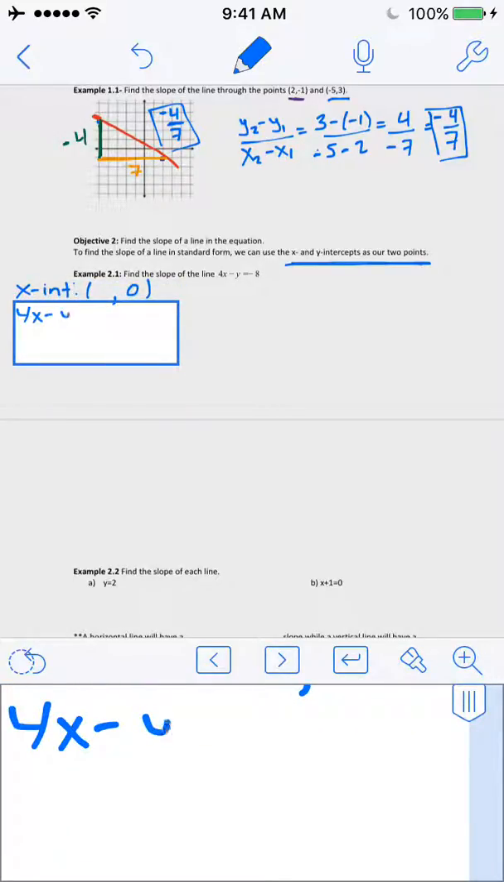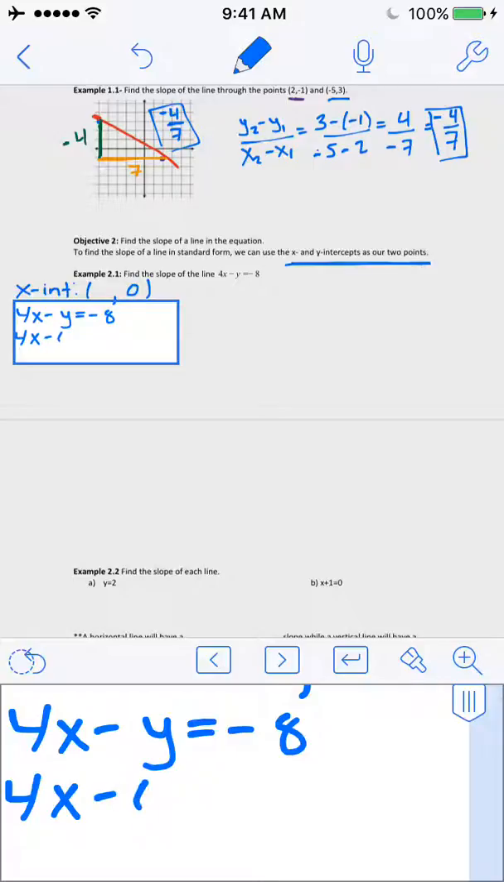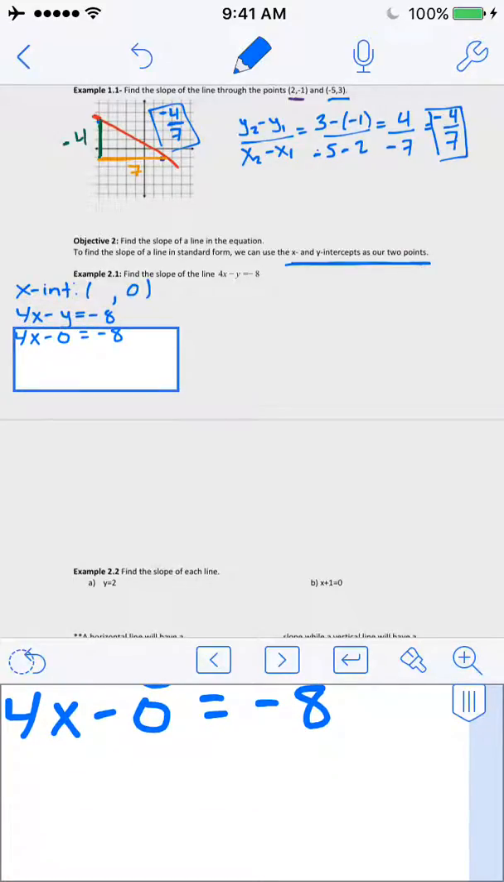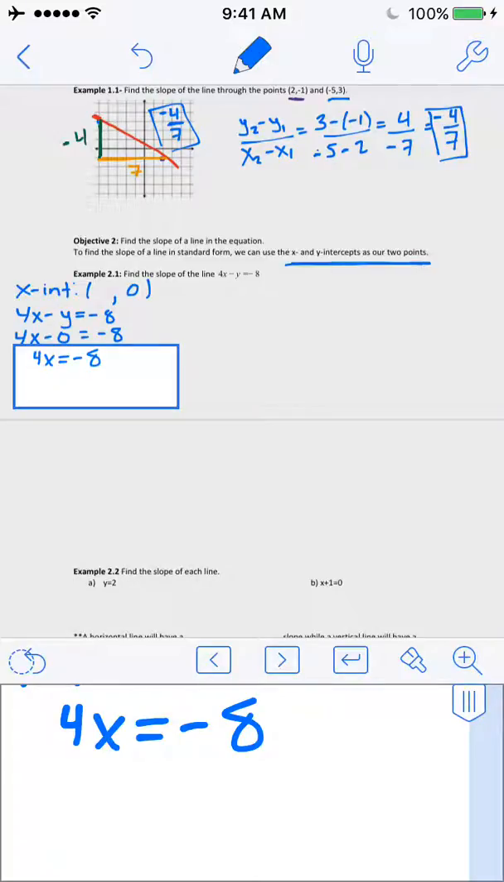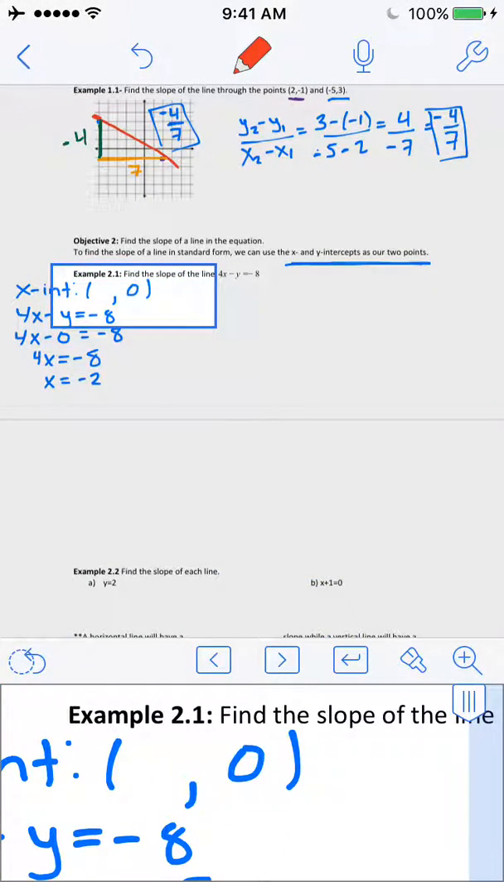Well, here's my equation. 4x minus y equals negative 8. And I know y equals 0, so I'll plug it in for y. So 4x minus 0 now equals negative 8. Well, anything minus 0 is not going to change anything, so that kind of just goes away. I get 4x is equal to negative 8. Notice using the 0 is very, very simple, right? So that's why we want to use our x and y intercepts. Then divide by 4, you get x equals negative 2. And so our x-intercept would be negative 2, comma 0.